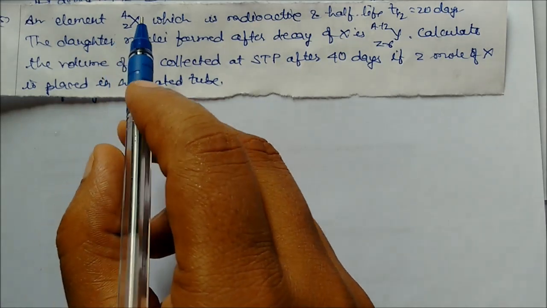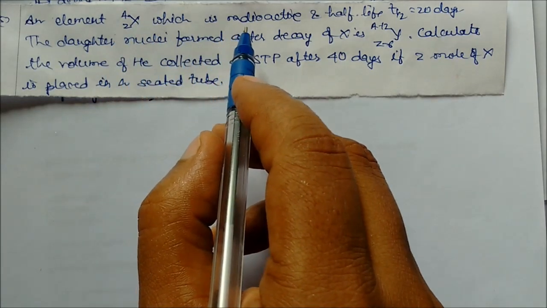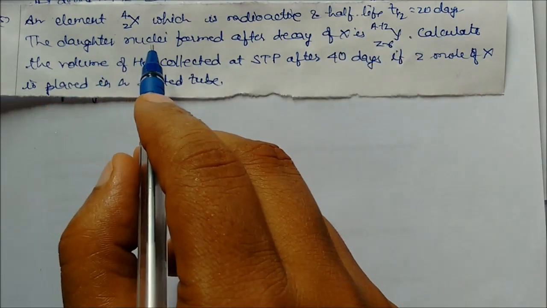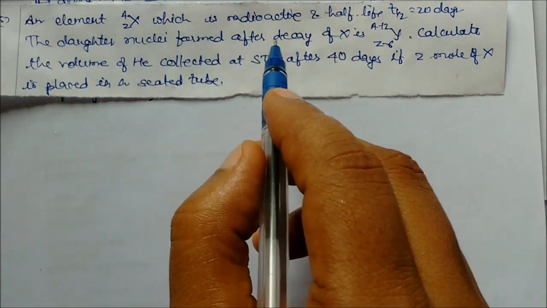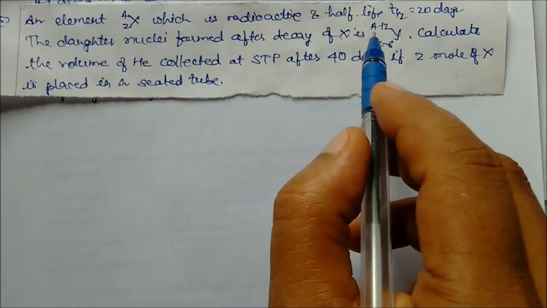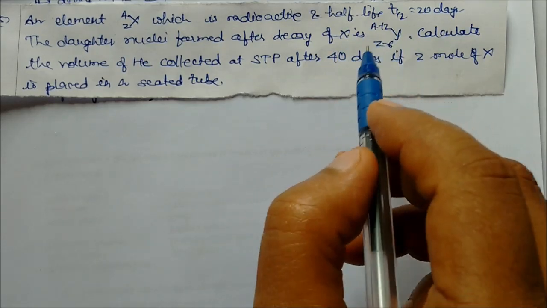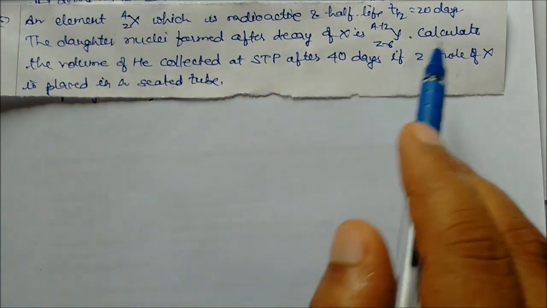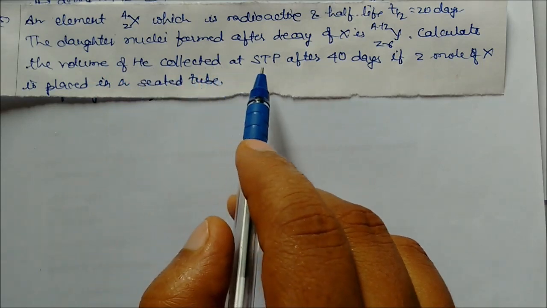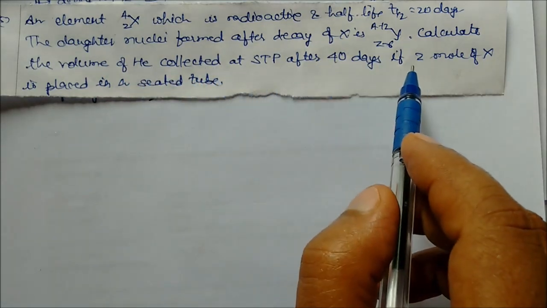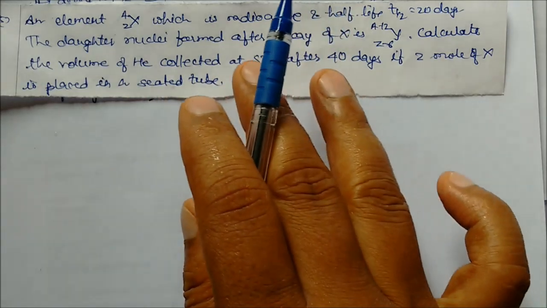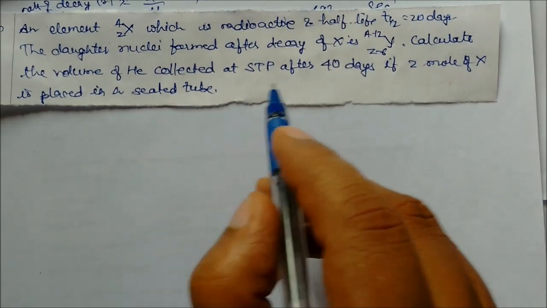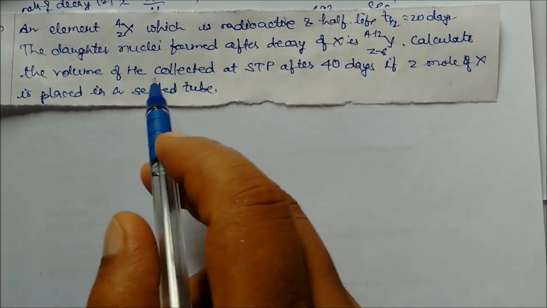Now, an element X which is radioactive has a half-life of 20 days. Half-life is given. The daughter nucleus formed after decay of X is A minus 12, Z minus 6, meaning the atomic number is reduced by 6. So calculate the volume of helium collected at STP after 40 days if 2 mole of X is placed in a sealed tube. So the moles are also given, 2 mole. So in 2 mole how much has decayed? We have to collect helium.